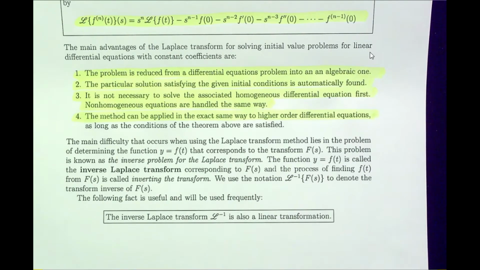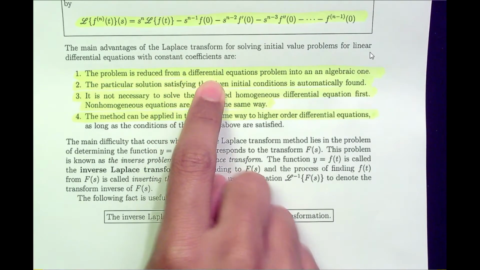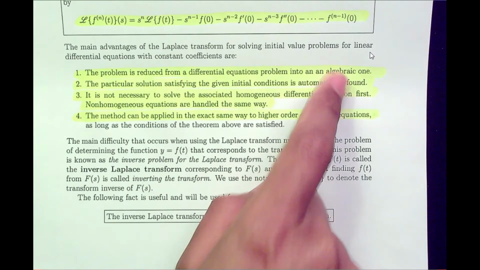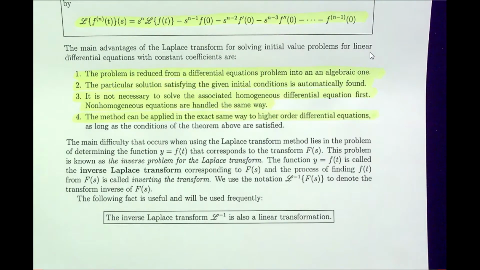The main difficulty when using the Laplace transform method occurs when we want to invert the Laplace transform. So the thing is, we're going to apply the Laplace transform. It's going to translate the problem from a difficult problem to an algebraic problem. And then we solve that algebraic problem, and then the main difficulty is in translating back to the difficult.